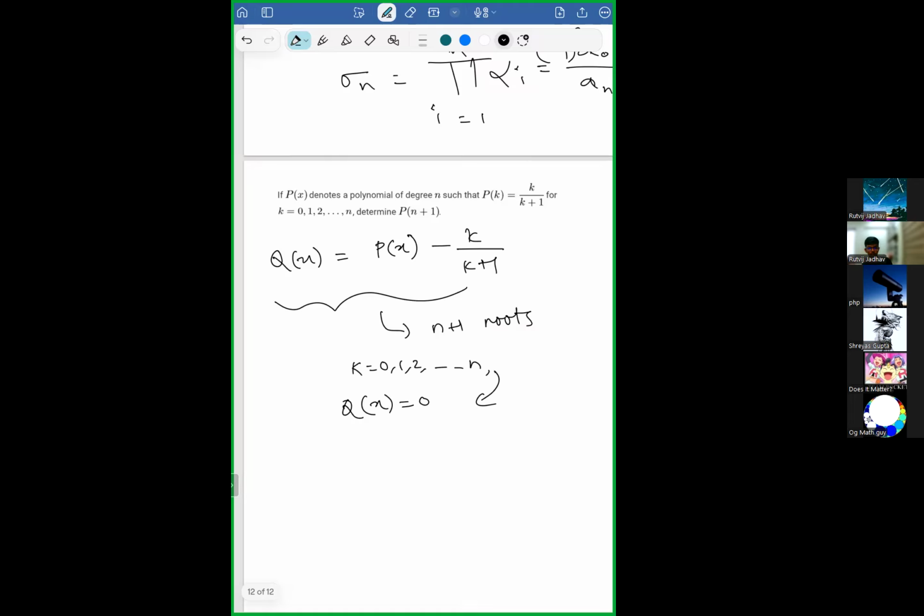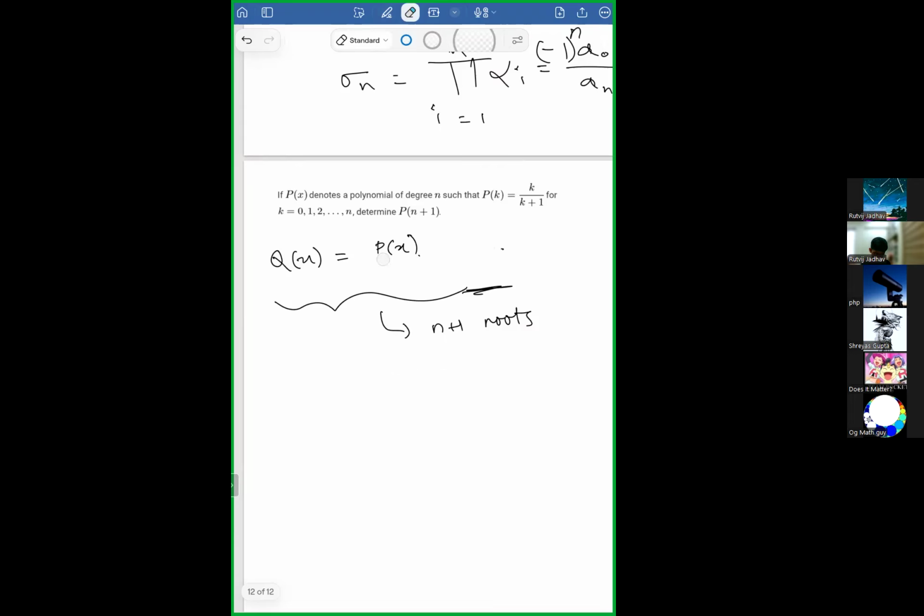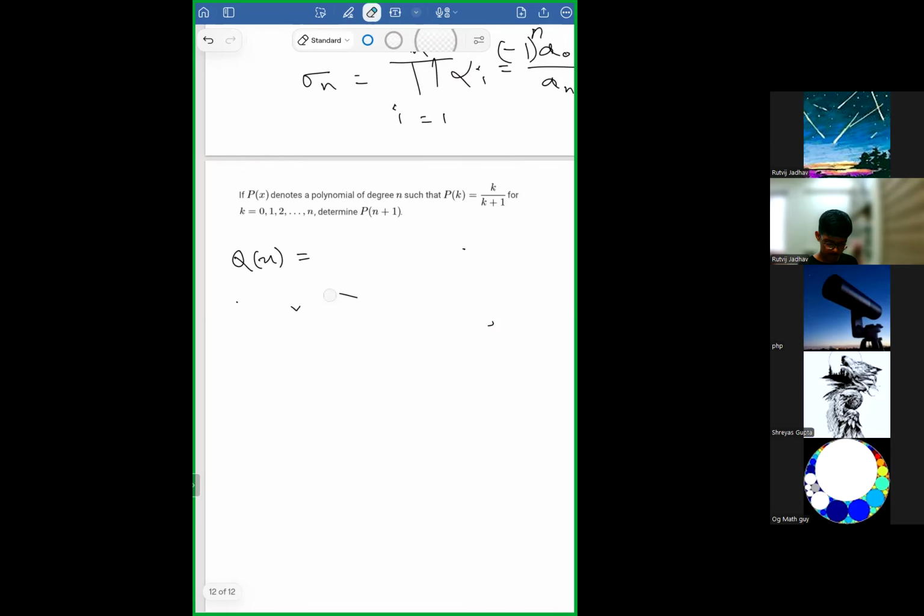See, the degree of p is n, right? Here, you considered the polynomial q of x as p of x minus k upon k plus 1. What is k here? Is this x? Are you saying that q of x is p of x minus x upon x plus 1? No, okay. I guess we should write down what it really is. Like p of x minus zero. Yeah, go on.